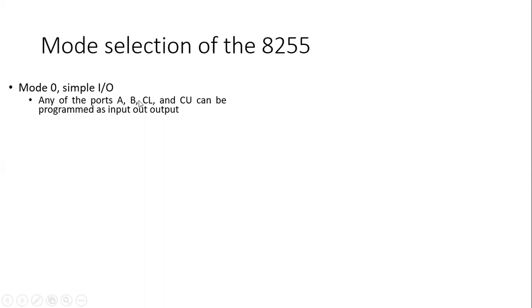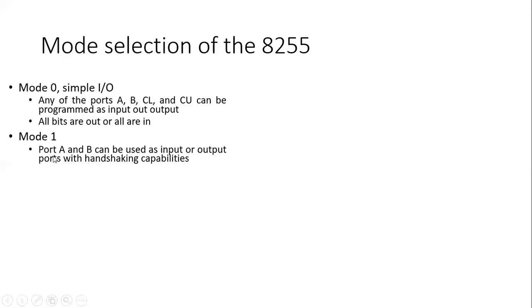Any of the ports A, B, and C, where port C is divided into two parts, CL and CU, that is, C lower and C upper, can be programmed as input or output. So like this, we can use the ports for simple in-out operations in mode 0. All bits are out or all are in. At a time, we can use all the bits as an output or all the bits as an input port.